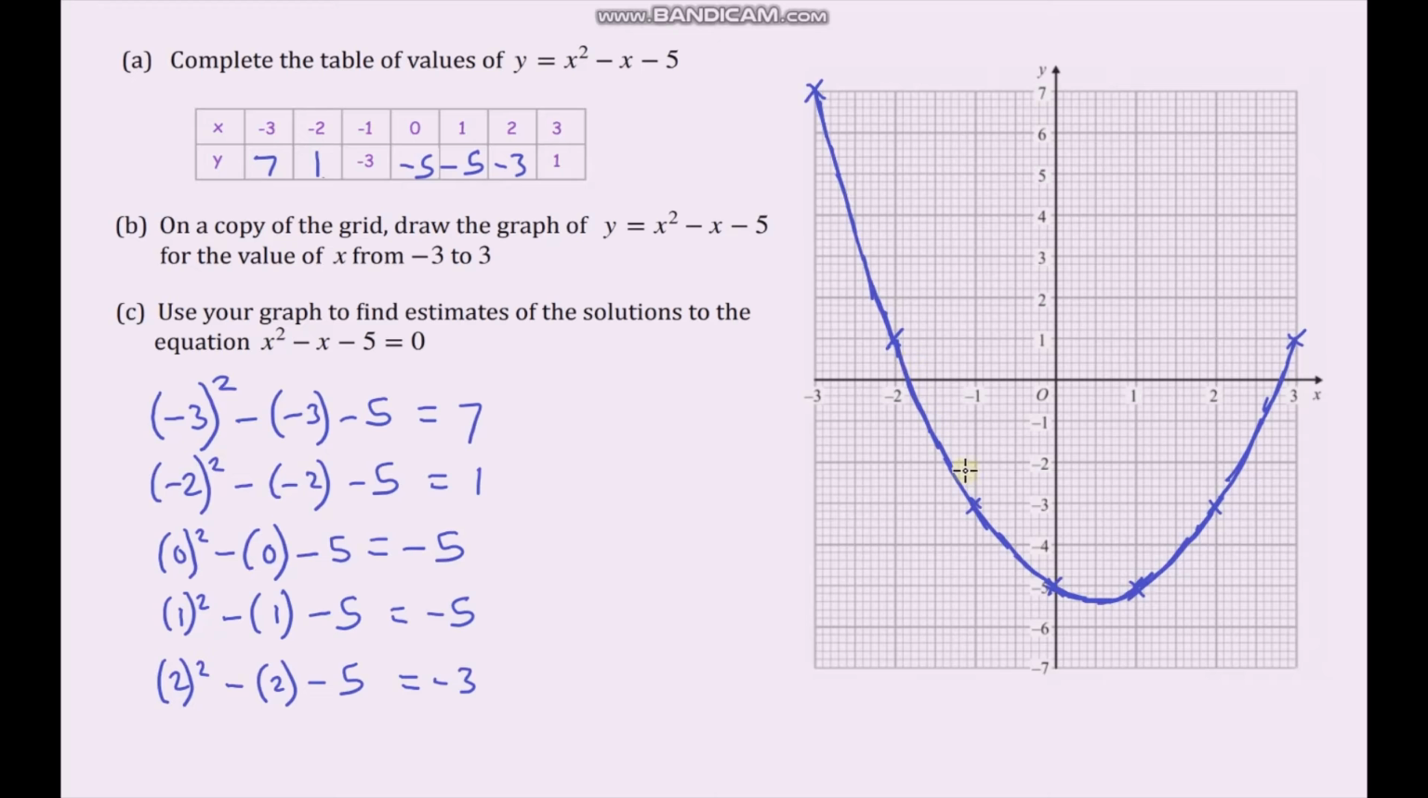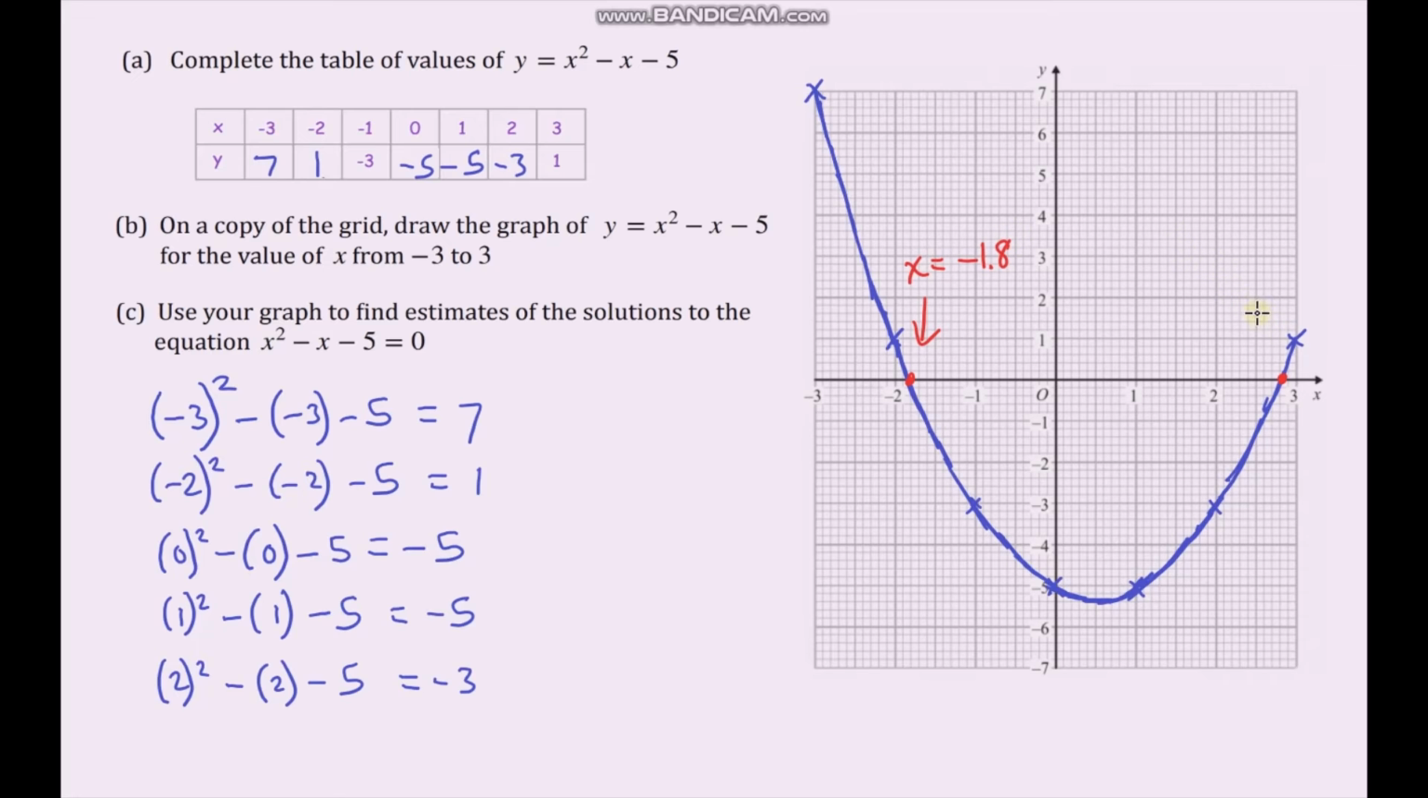So where does this line equal 0, or where does it cross the x-axis? Well, it crosses the x-axis at this point here and this point here. So we just need to identify the coordinates of these 2 points. Well, this one here, what is the x value? Well, if this is negative 1 and that's negative 2, this will be negative 1.5, 1.6, 1.7, it looks like it's negative 1.8.